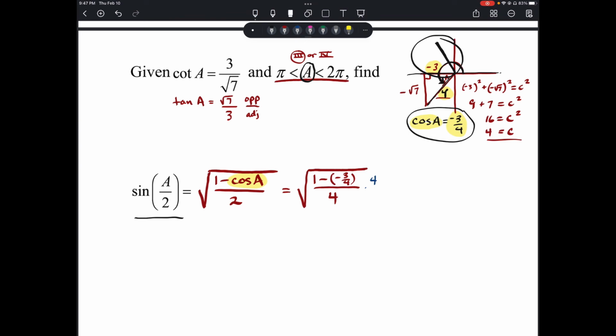Actually, why did I write 4 in the beginning? Sorry, I don't know what I was doing there. That should be a 2. So we're going to multiply by 4 over 4 still, right? But we multiply by the 4 because we're trying to get rid of this 4 out of the denominator.